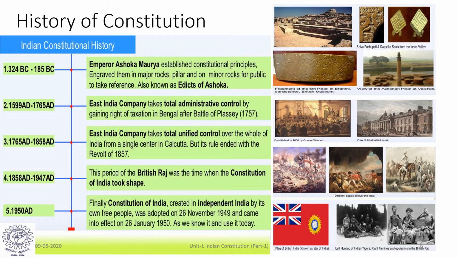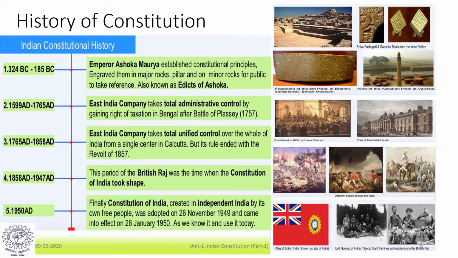But regarding the constitutional history, India goes back to only 3rd century BC in the time of Emperor Ashoka the Great. Emperor Ashoka Maurya, during the period of 324 BC to 185 BC, established the constitutional principles and engraved them in major rocks, pillars and on minor rocks for public.